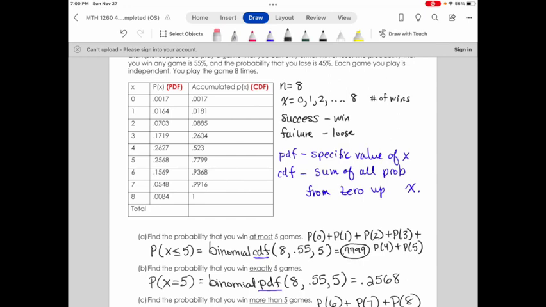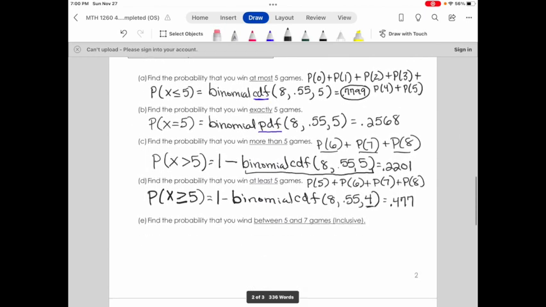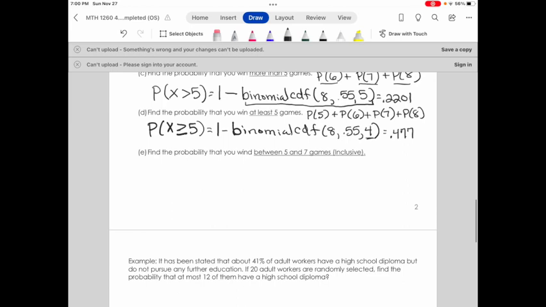Okay, now we're going to work through the last part in this example. In part E, it says find the probability that you win. Oops, that's a typo. Ignore that D. Find the probability that you win between 5 and 7 games inclusive. That inclusive means that you're including the 5 and the 7. So we're finding the probability of 5 plus the probability that you win 6 games plus the probability that you win 7 games.